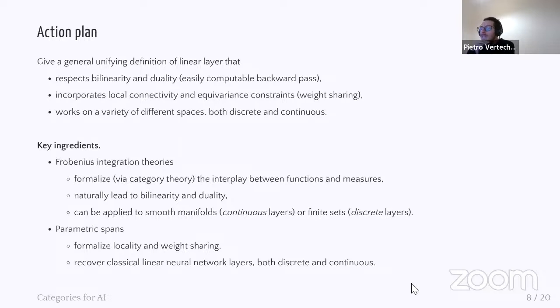And the second ingredient are parametric spans, which are a categorical diagram that we will use to formalize the notions of locality and weight sharing. And specific instances of parametric spans will recover classical linear neural network layers, both discrete and continuous.